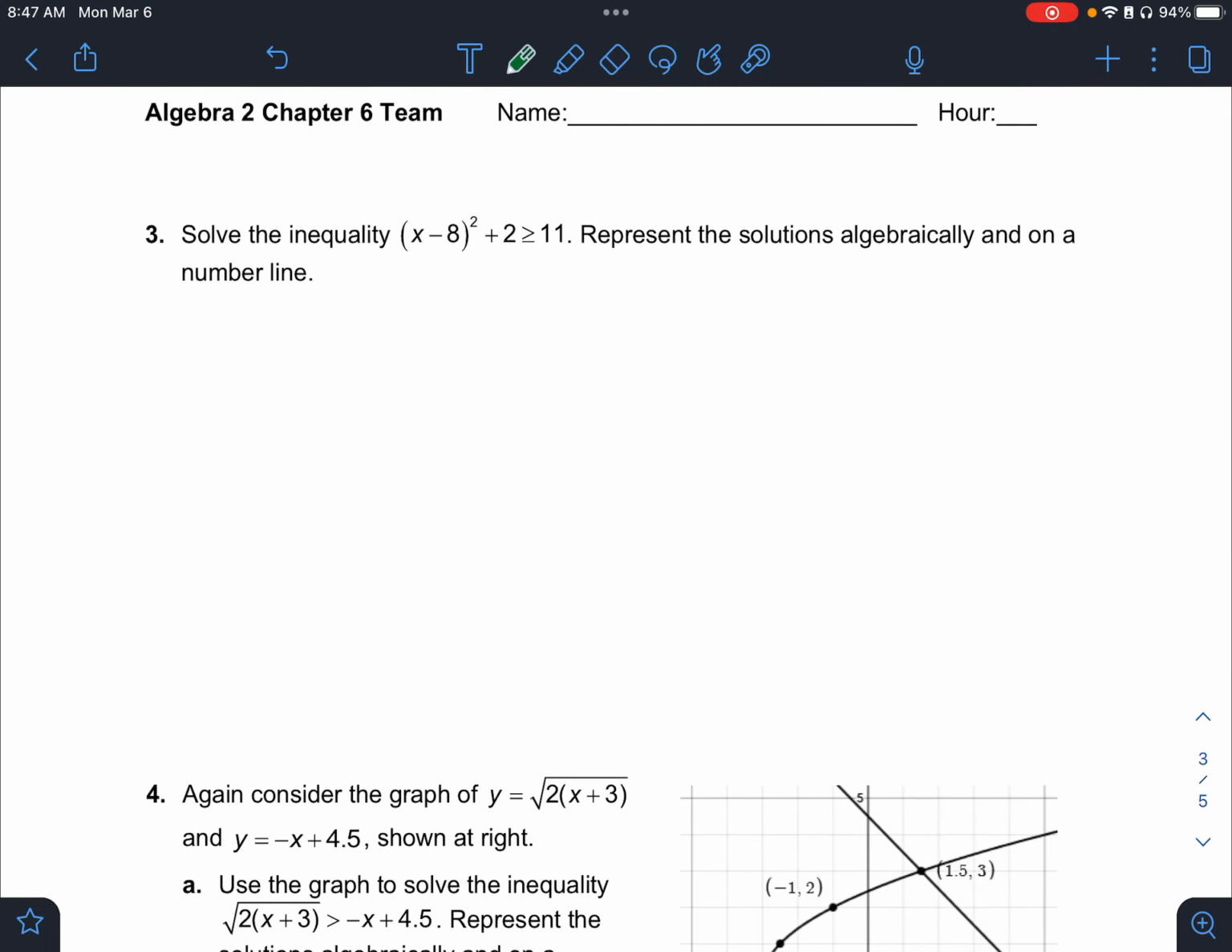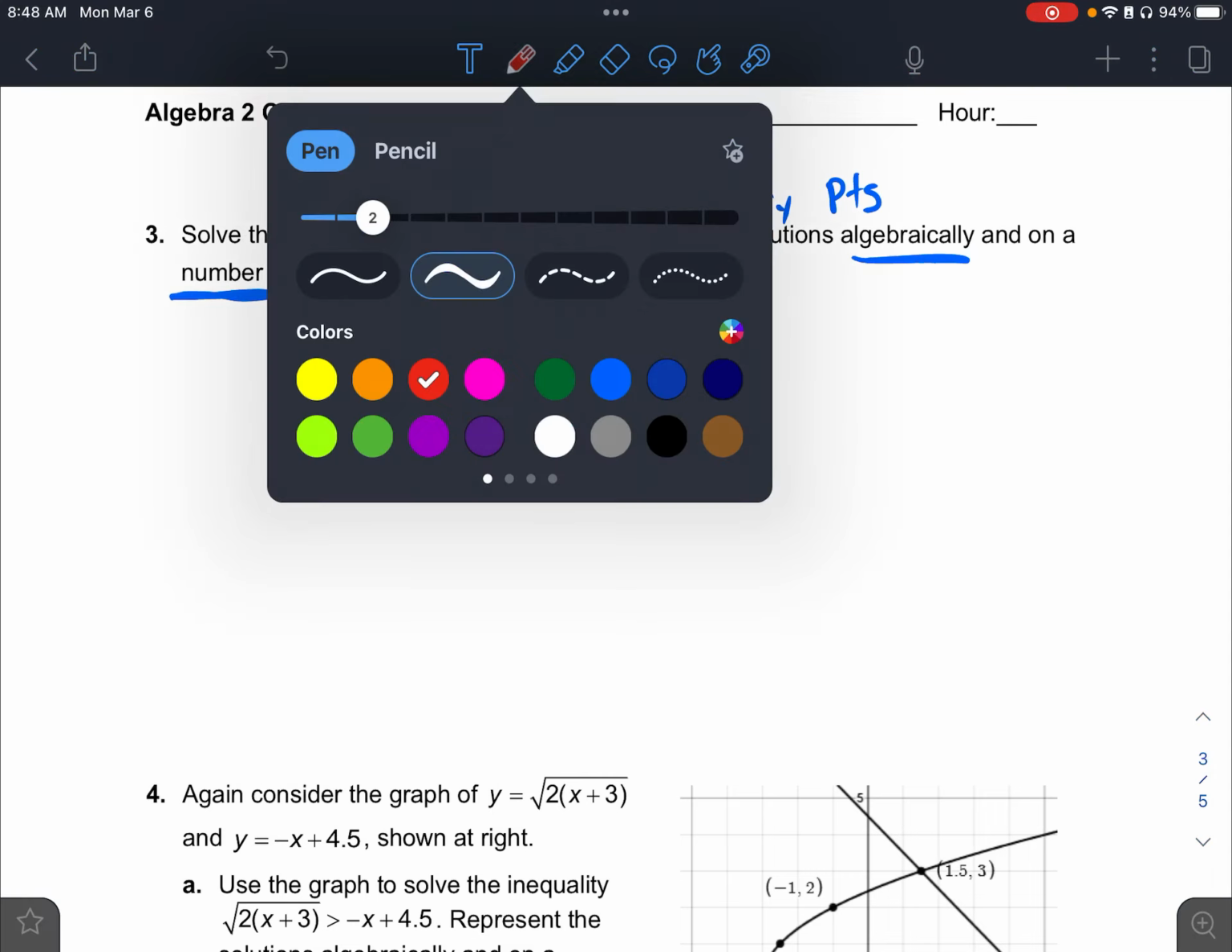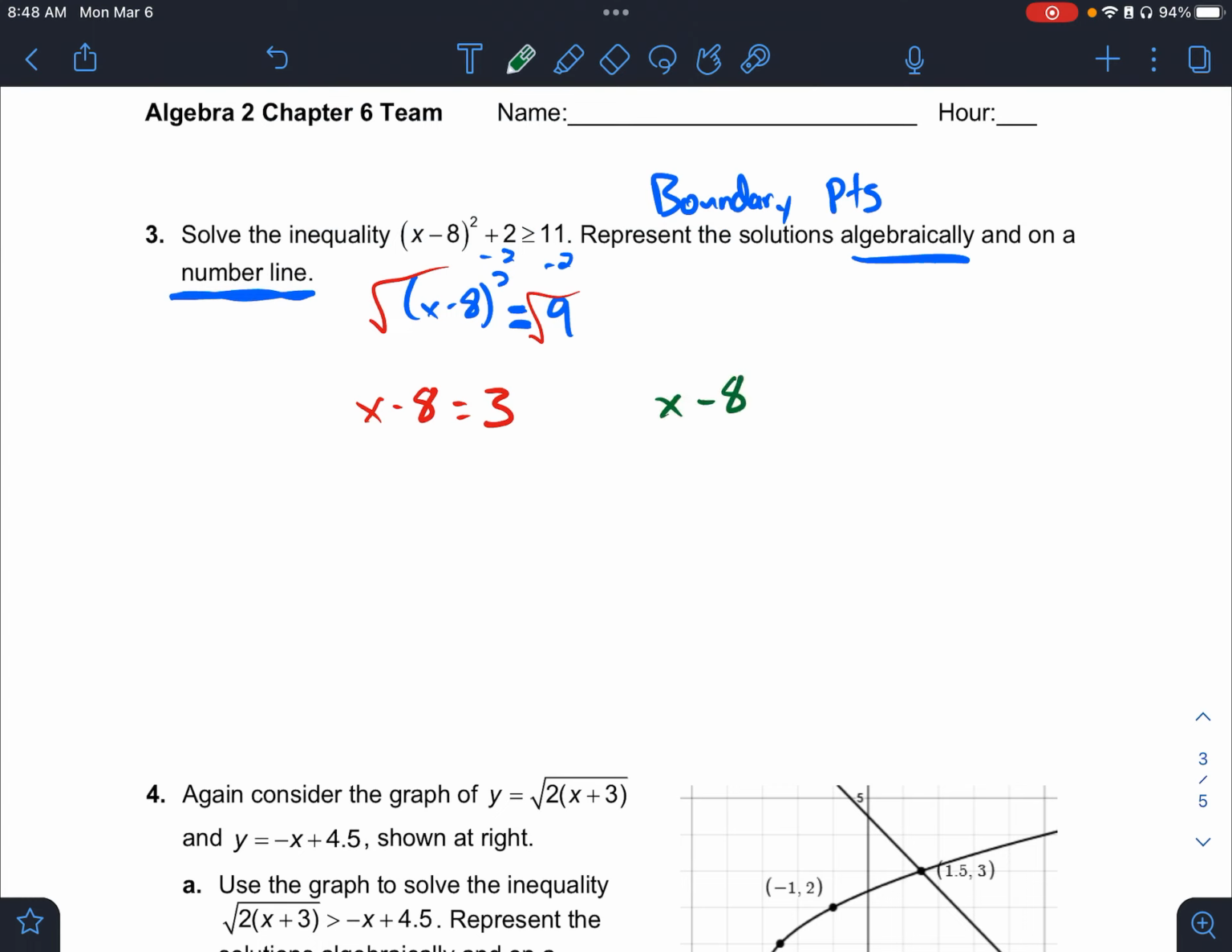Now we move into the inequalities. Wherever I see these inequalities, I have to put them on a number line. I have to solve algebraically, and we've been doing that by finding our boundary points. So I have x minus 8 squared, I'm going to subtract 2, I'm going to say equals, because this will tell me my boundary points. Whenever I take the square root on both sides, I have x minus 8 equals 3, I have x minus 8 equals negative 3. So now when I solve, I have plus 8, plus 8, plus 8, plus 8. I get x equals 11 and I have x equals 5. These again are the boundary points.